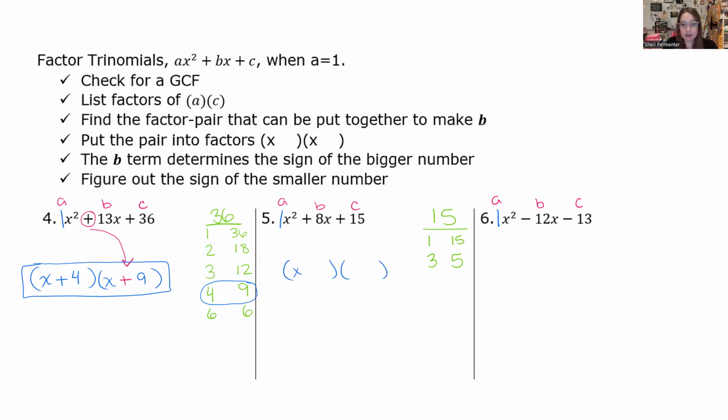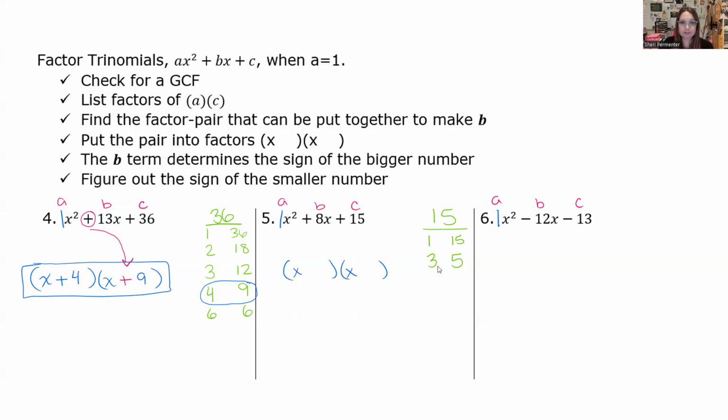I'm always going to start out with x and x. And now which factor pair can I put together to make 8? Can 1 and 15 make 8? Because 15 minus 1 is 14. 15 plus 1 is 16. And I could do a variety. 1 plus 15, 1 minus 15. It doesn't put together to make me 8.